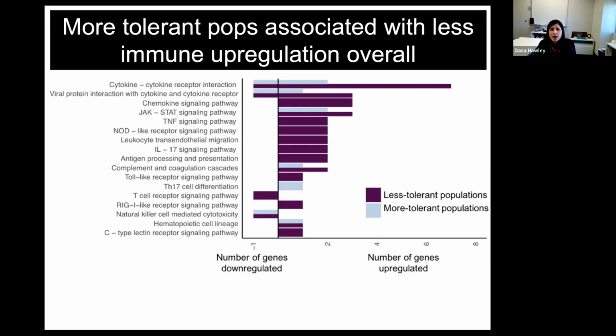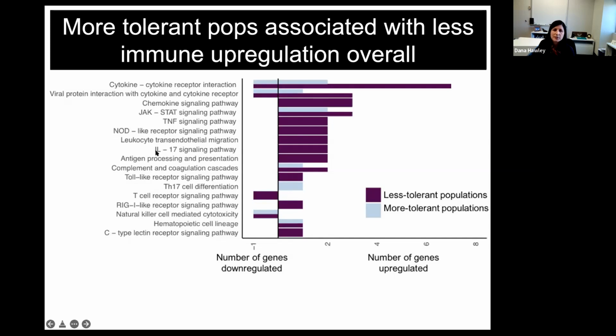And we found across all of these more specific immune pathways here on the left that largely what we're seeing is that these less tolerant populations just have more immune upregulation early on in infection. So we looked at day 3 again, and you see a lot of purple to the right here. These are the number of genes that are upregulated. You don't see a lot of blue at all on the graph, because largely the differences between these populations come from these less tolerant populations upregulating more types of different immune pathways.